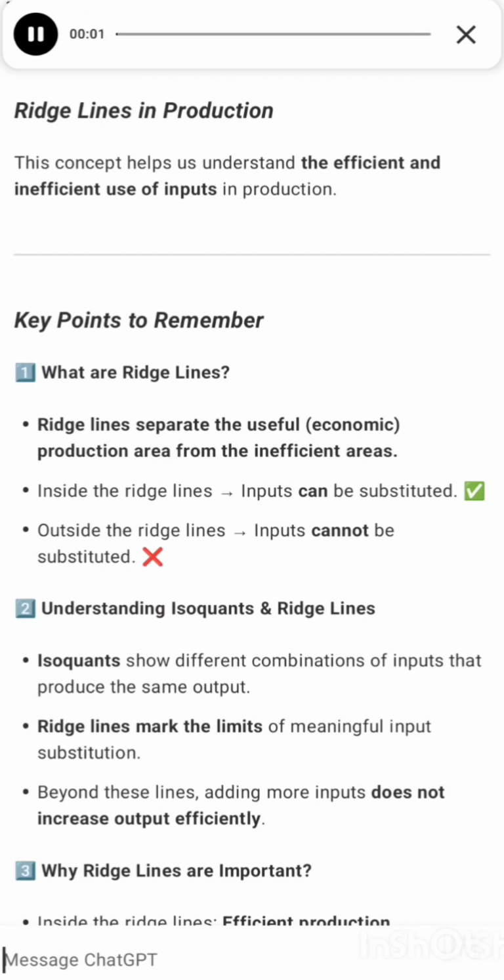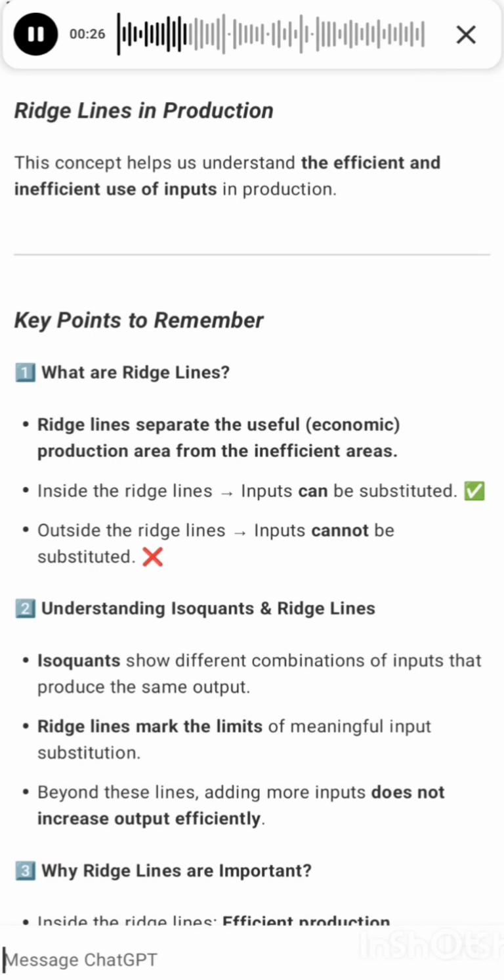Ridgelines in production. This concept helps us understand the efficient and inefficient use of inputs in production. Key points to remember. 1. What are ridgelines? Ridgelines separate the useful economic production area from the inefficient areas. Inside the ridgelines, inputs can be substituted. Outside the ridgelines, inputs cannot be substituted.